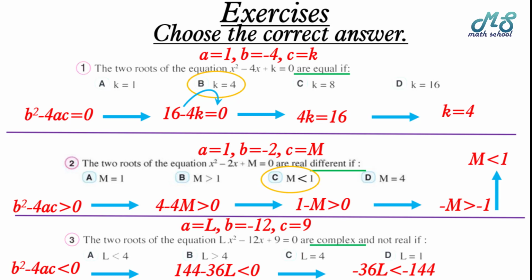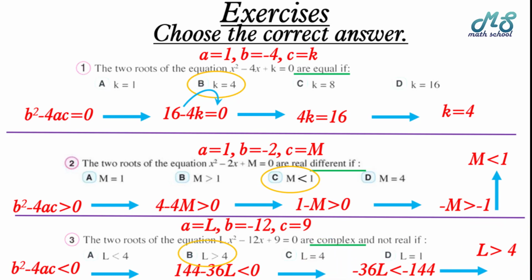We get negative 36 L less than negative 144. Divide both sides by negative 36, the coefficient of L. We can change the sign of the inequality to be greater than, guys. Don't forget. So L is greater than 4. The correct answer is B.